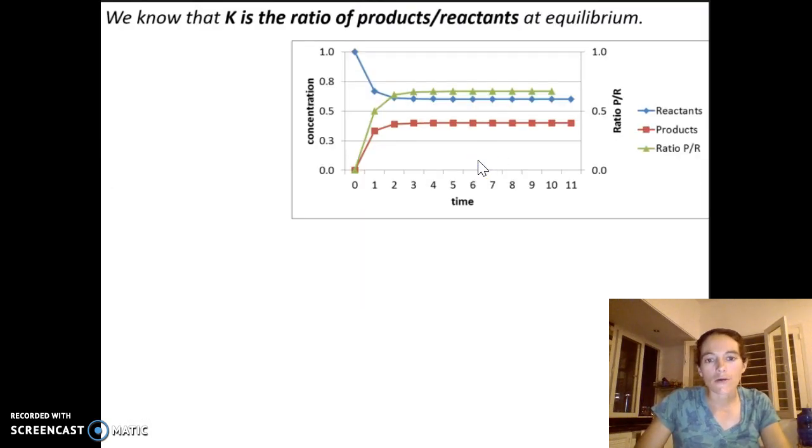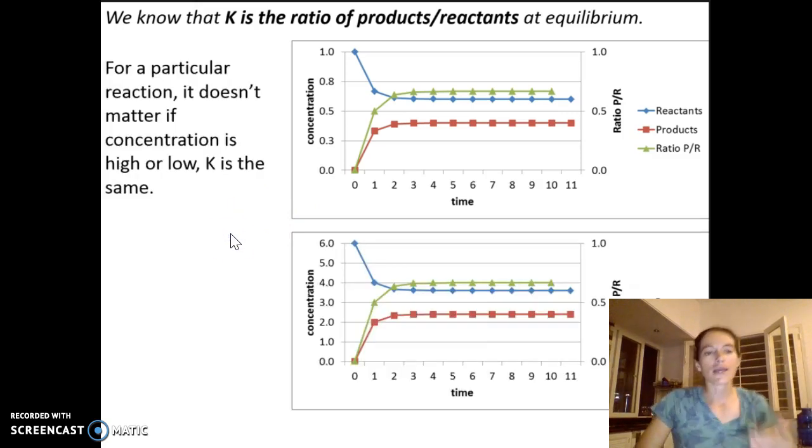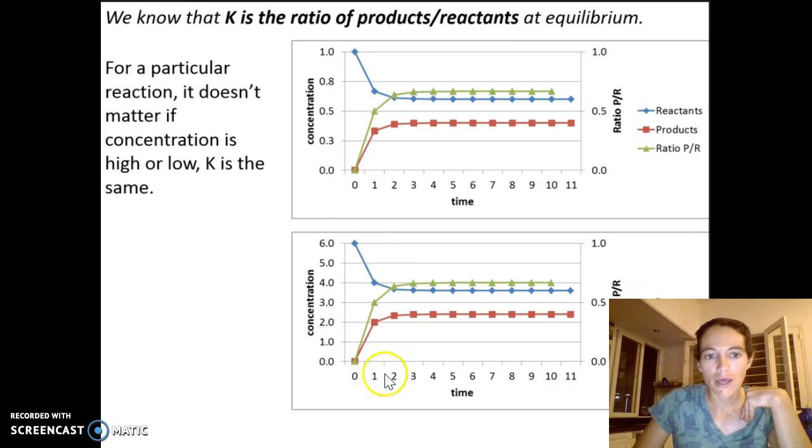We also know about K, the ratio of products to reactants at equilibrium. And that K is really the thing that determines how many products compared to how many reactants. So we might have a really low concentration of products and reactants or really high concentration of products and reactants. We just added a bunch more. But K, the ratio, is going to be the same.